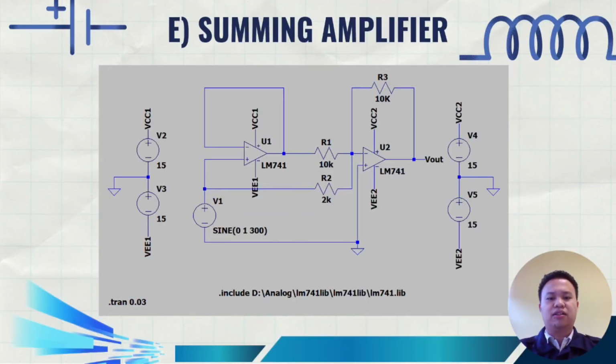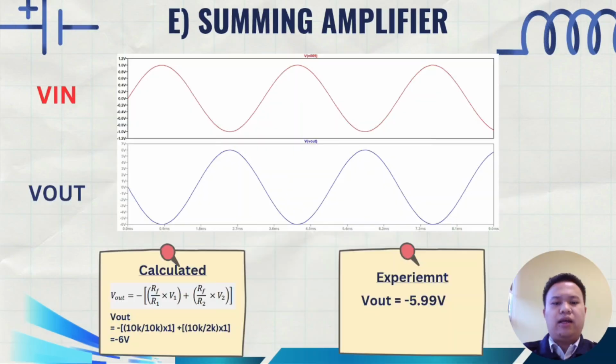This is the summing amplifier circuit, so we can look at this circuit. We know multiple input signals are fed into the inverting terminal, and the op-amp sums them into one output signal. For the input voltage source we use sine. Also, we can see R1 is 10k ohm, R2 is 2k ohm, and RF, the same as R3, is 10k ohms. And this is the waveform result for our summing amplifier.